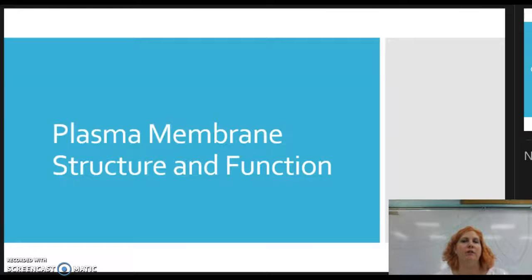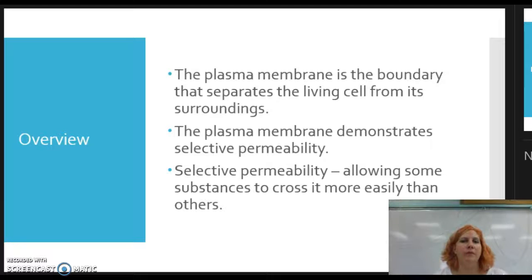Plasma membrane structure and function. Today we'll be looking at the plasma membrane or cell membrane. So, overview. The plasma membrane is the boundary that separates the living cell from its surroundings. The plasma membrane demonstrates something called selective permeability, allowing some substances to cross it more easily than others.